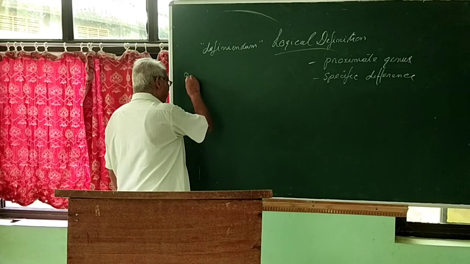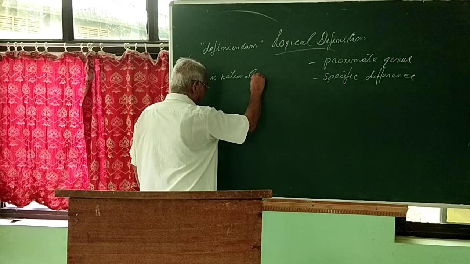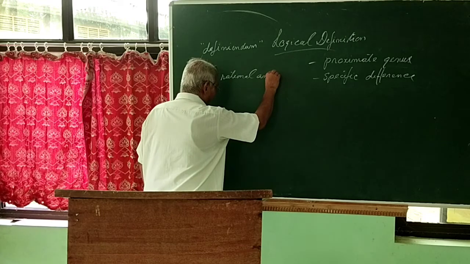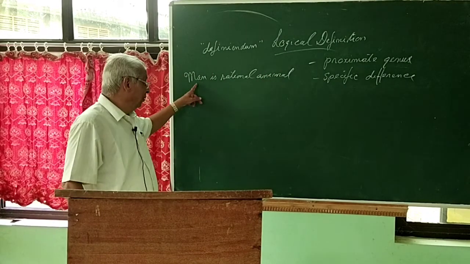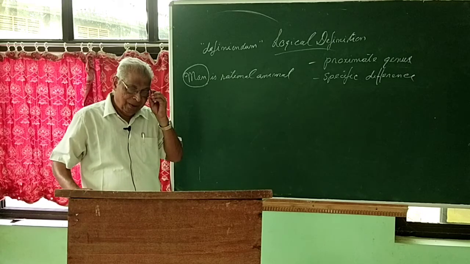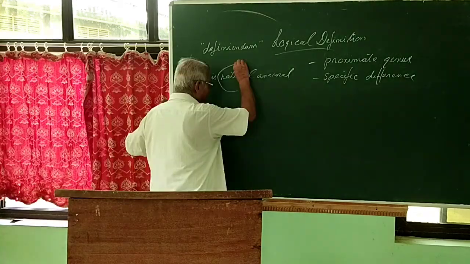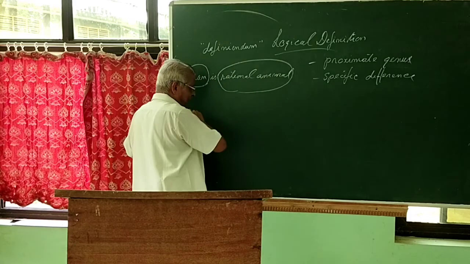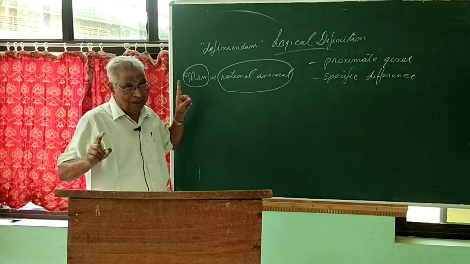For example, we say man is rational animal. What is the term that we are defining? We are defining the term man. So this is the definiendum. Man we are defining, we are clarifying. And how do we clarify? By giving the definition. Rational animal is the definition and man is the definiendum.